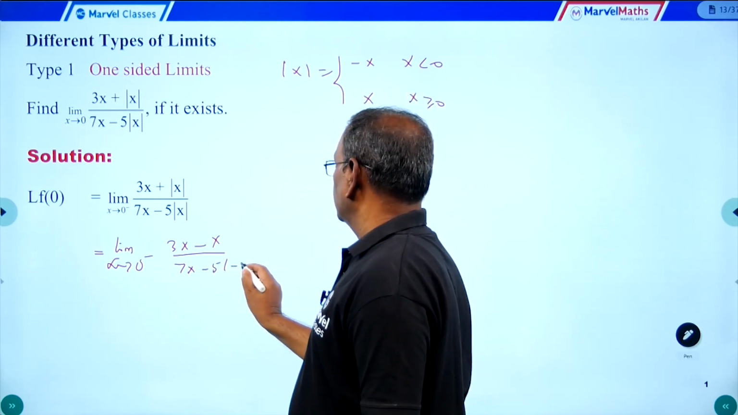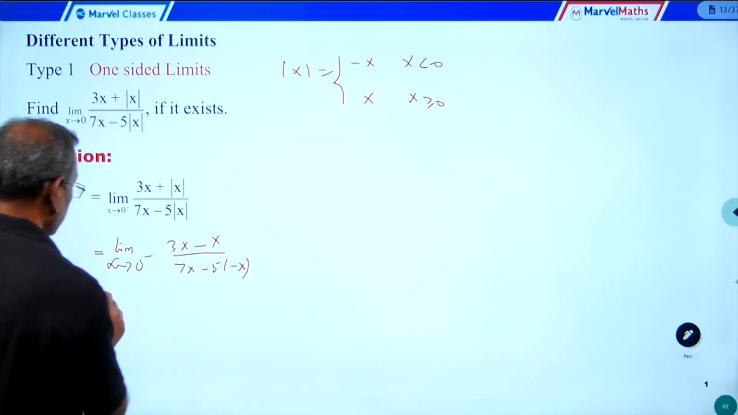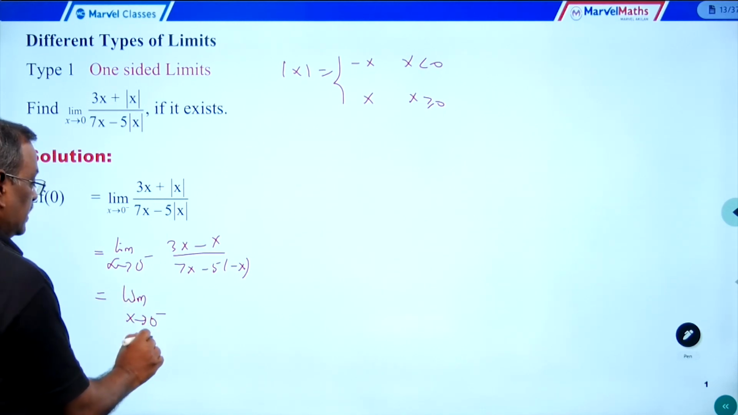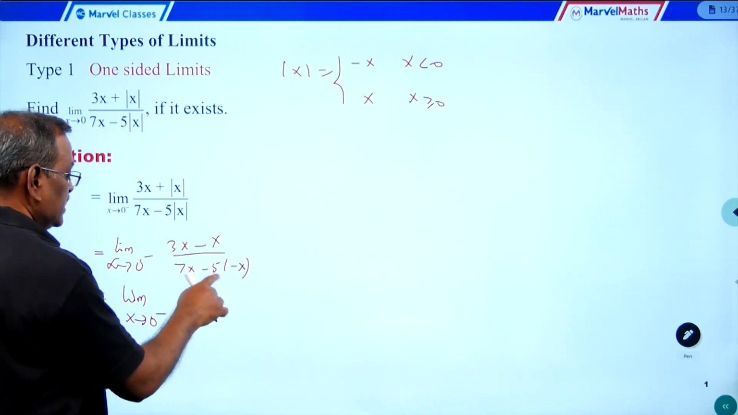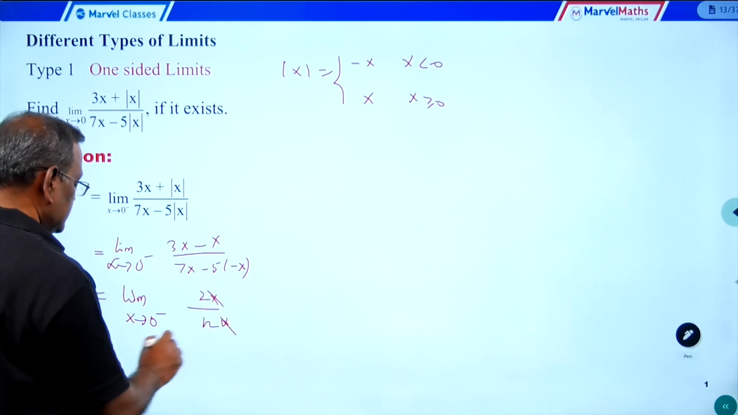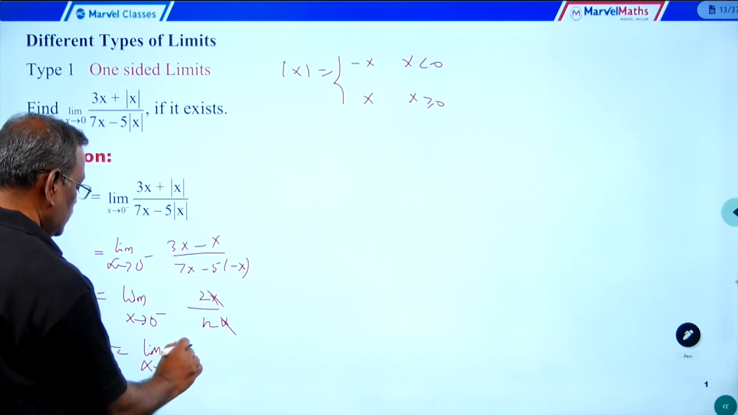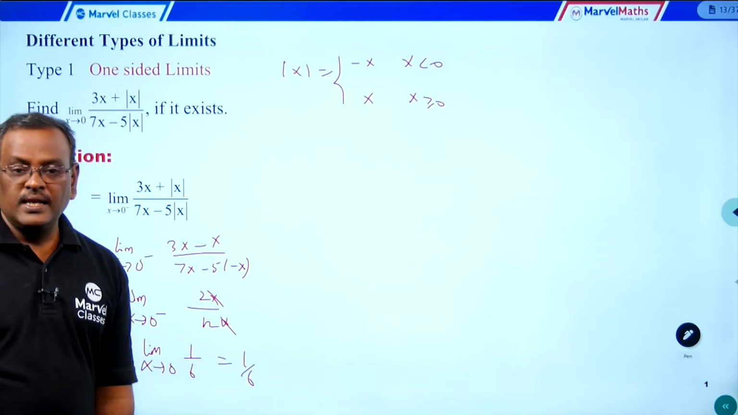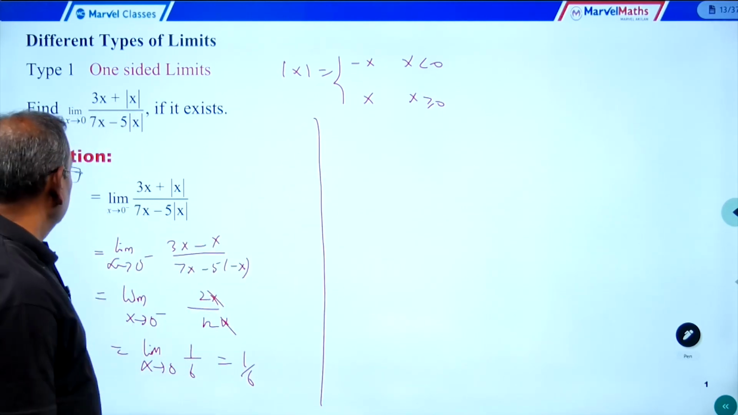Again −x, correct. So which is equal to limit x approaches 0 minus, this is 2x, minus into minus plus, 5x plus 2x, 12x, x cancel, and limit x approaches 0, 1 by 6, which is equal to 1 by 6. The value of LHL is 1 by 6.